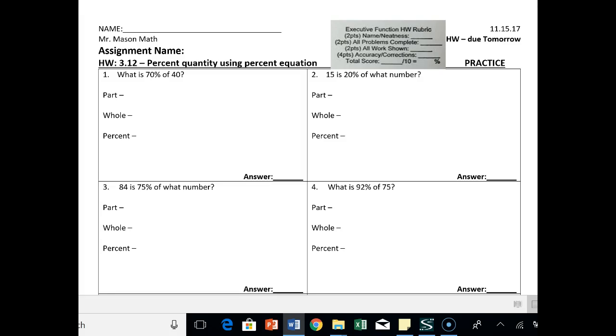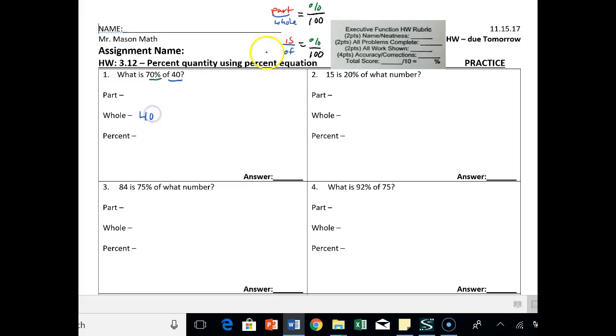So for number one, before we even begin, remember, you can write the percent equation as a part over a whole, always equal to a percentage over 100. Another way to say this, when we have simple sentences like this, is the is statement over the of statement is equal to a percent sign over 100. Okay, so what is 70% of 40?